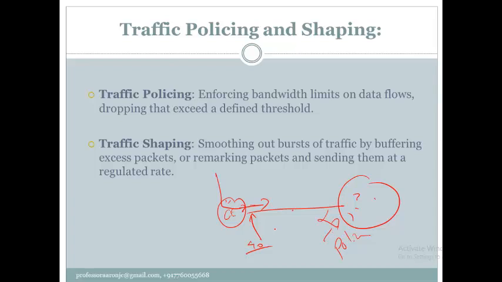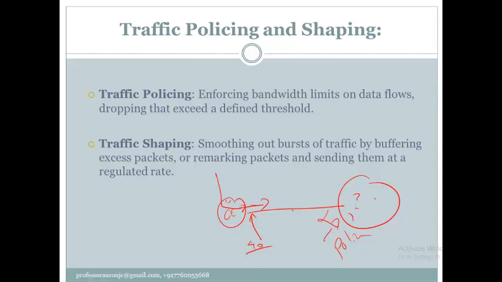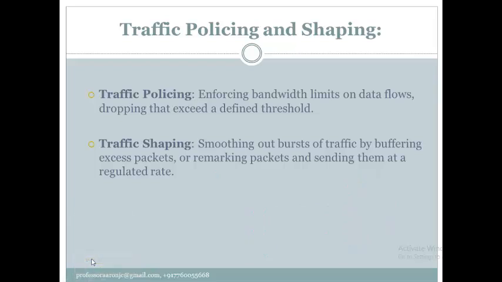So what we have seen is we have to first classify and then mark. In the marking, you set the weightage. According to the weightage, when there is congestion, the decision is made whether to shape or whether to police, depending on what you have configured. If you configured policing, then the excess will be dropped. If you have done shaping, the excess will be remarked so that it can be kept in a low priority queue instead of being dropped. That's traffic shaping.